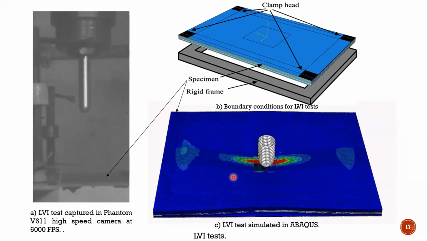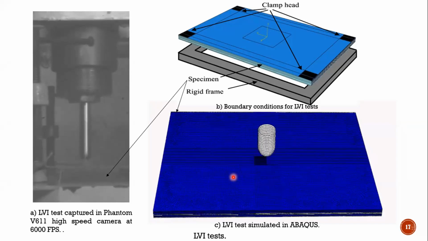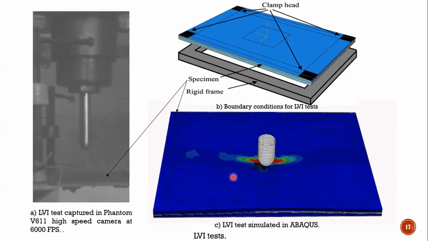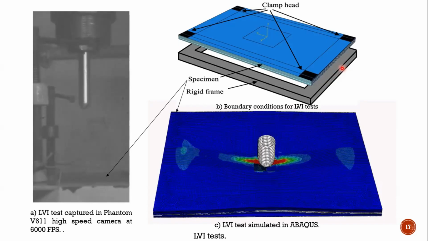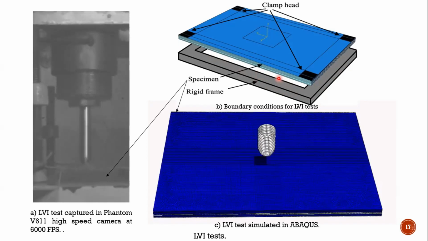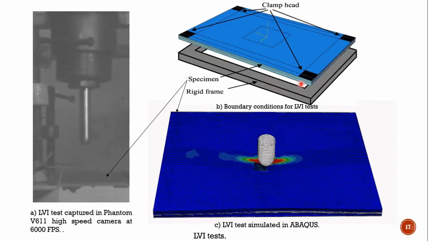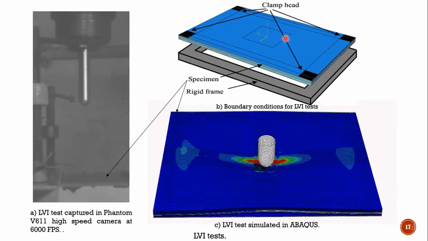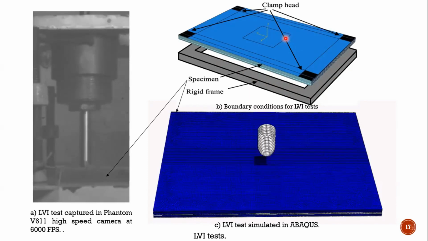If you want to give it a velocity, we have a velocity amplitude. If you want to give displacement, we have a displacement amplitude. These are just input parameters, and these are our boundary conditions for the low velocity impact test, where we have a rigid frame. The specimen size is 150 by 100, and there is an opening of 100 by 75 inside that rigid frame, so that we can create impact damage without any backing support.